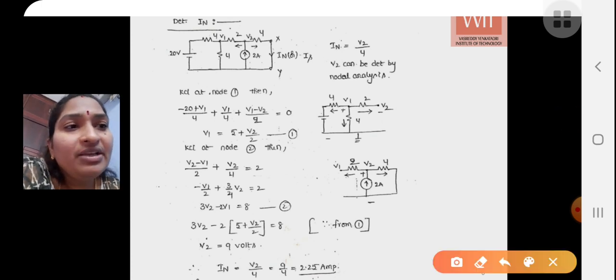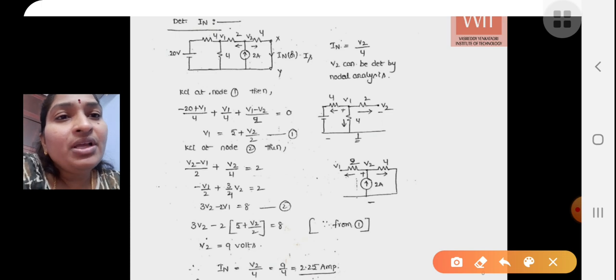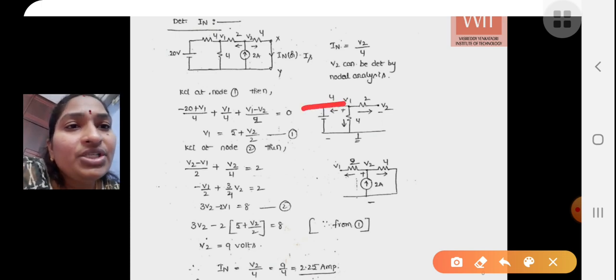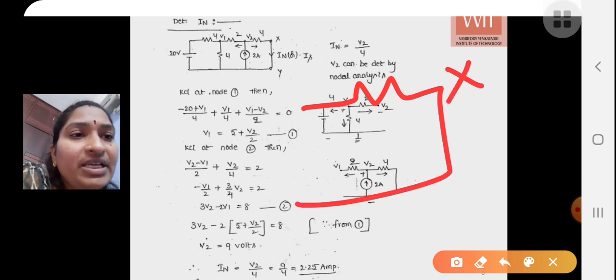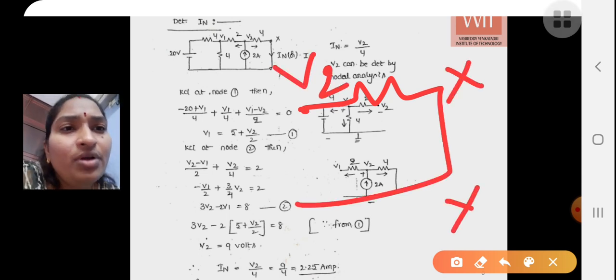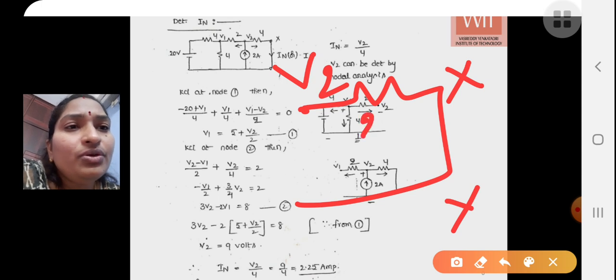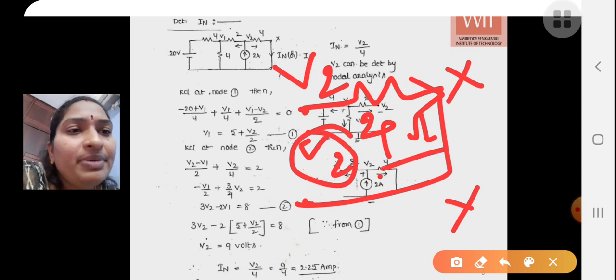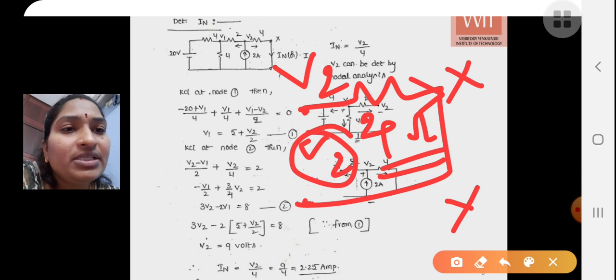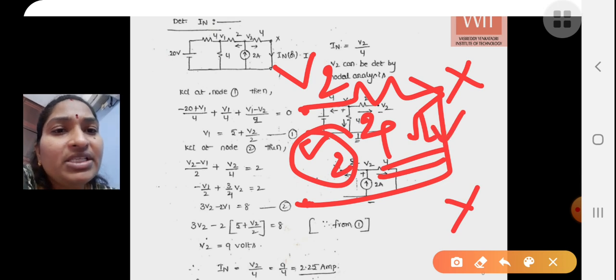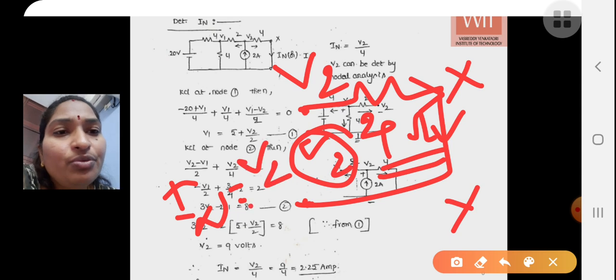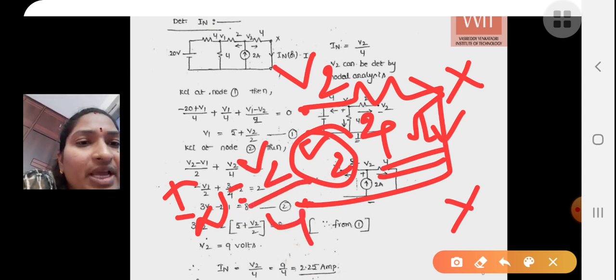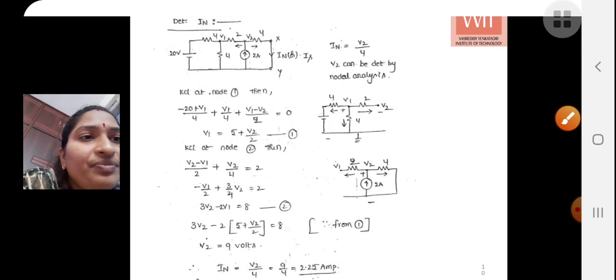After calculating V2, if you observe the given network, our short circuit path is like this, X, Y and V2. Now this 4 ohms branch: the current flowing through this branch is its voltage V2 by resistance, since it is DC. So the current flowing through this branch is IN, then IN is equal to V2 by 4. So V2 by 4 is 9 by 4, which is equal to 2.25.